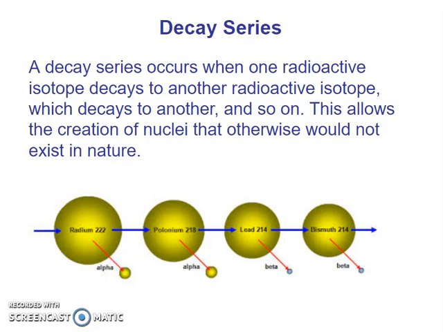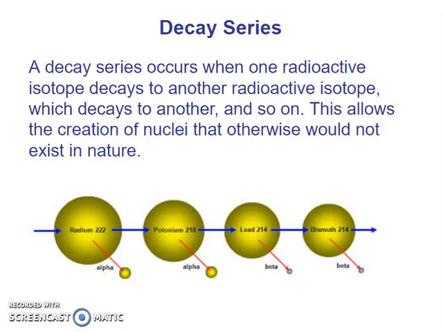A decay series follows the different isotopes that are created with radioactive decay. So here we've got radium-222 undergoing alpha decay to form polonium-218, another alpha decay to form lead-214, beta decay to form bismuth-214, another beta decay to go through its process. Due to these decay series, we can create nuclei that otherwise would not exist in nature. They can only exist through this radioactive decay.